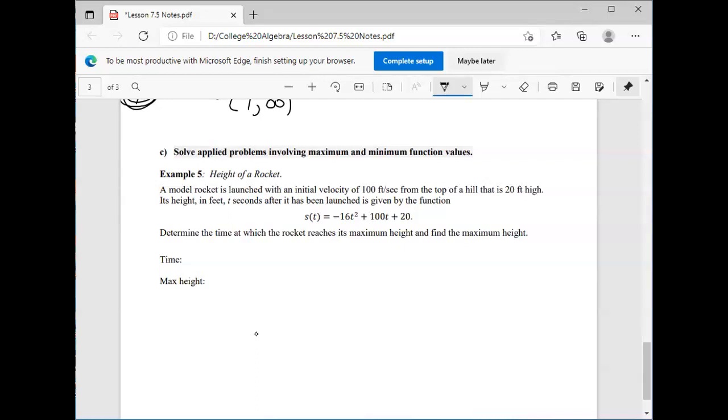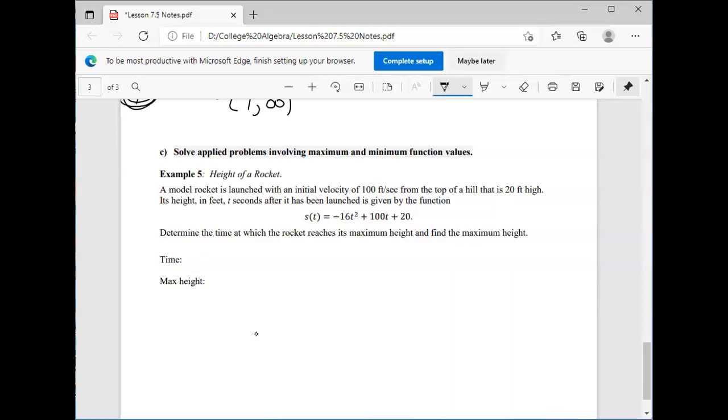What does this negative 16 represent? I know you guys had tons of this in high school. So what is the negative 16 talking about there? If we launch something, it goes up, and then what has to happen to it? And what makes it come down? Gravity, right? So this is your number that's representing the gravity that's pulling it down. Okay, that negative 16.